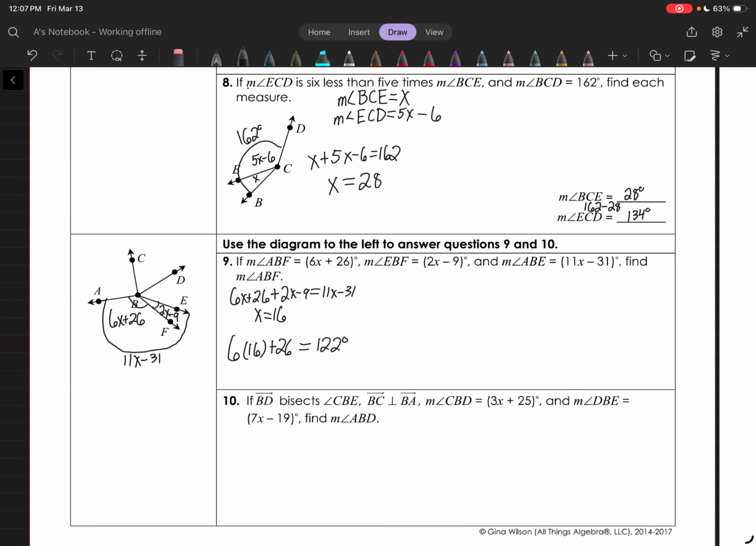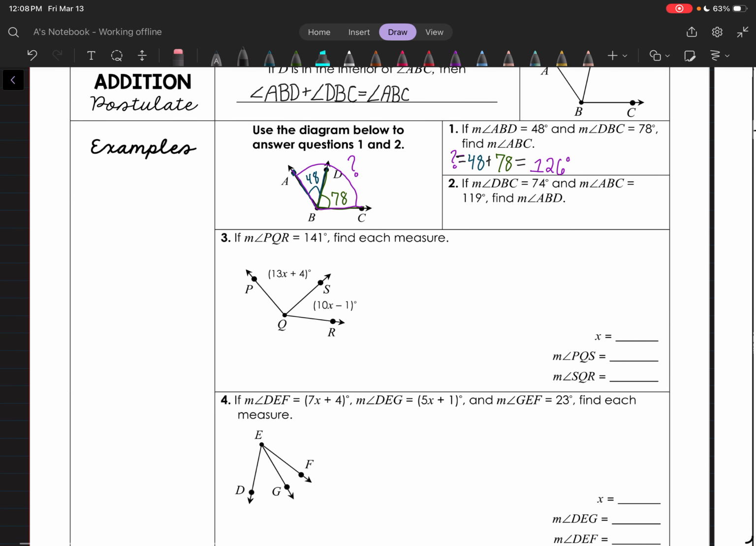Number 10 does have a trick to it, sort of. But go ahead and try it. I think you can figure it out. All right, let's look at your answers.